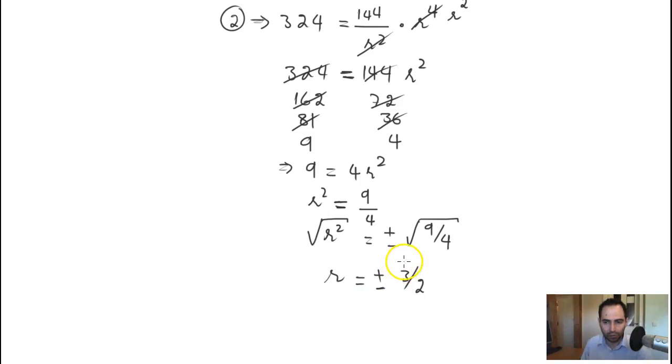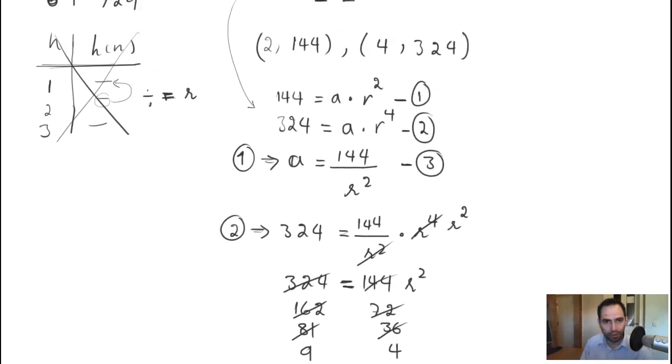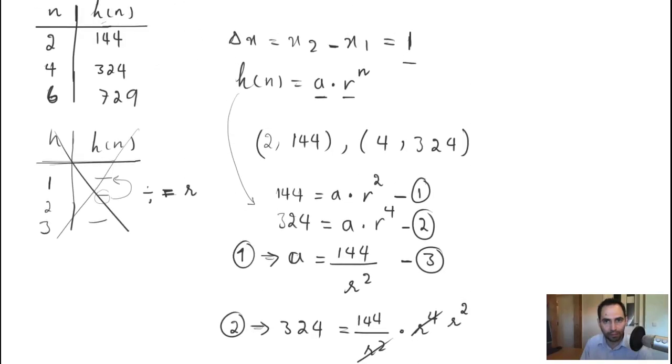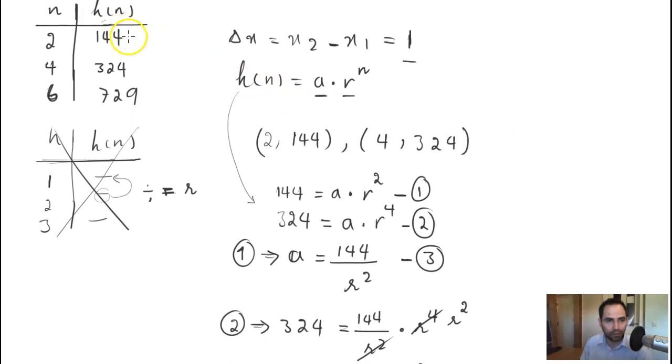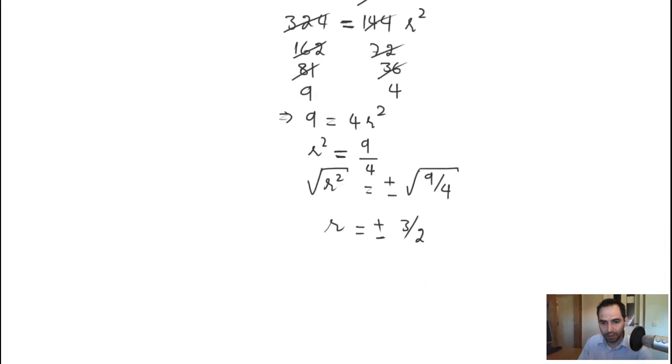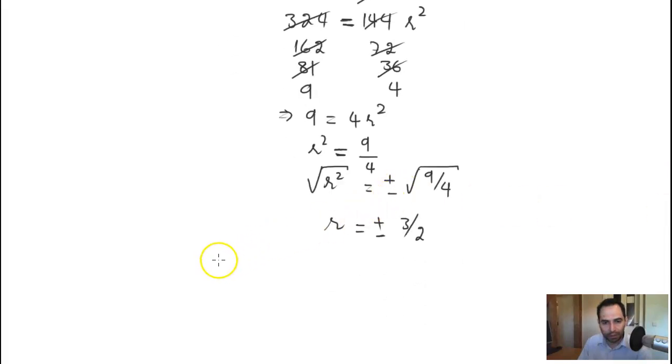Now r is always supposed to be greater than 0. Your r here is not supposed to be a negative number, otherwise you will not get an exponential function in the first place. So because r is greater than 0, that means r is equal to 3 by 2. And this is your r.